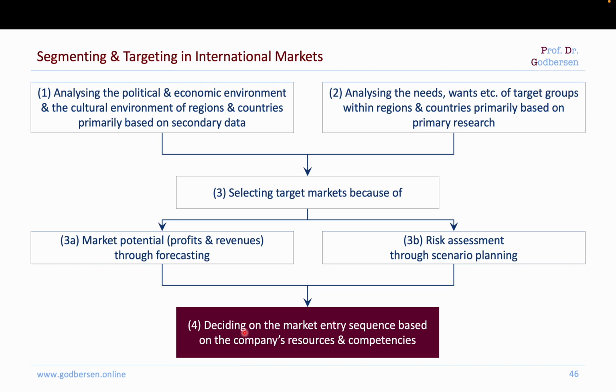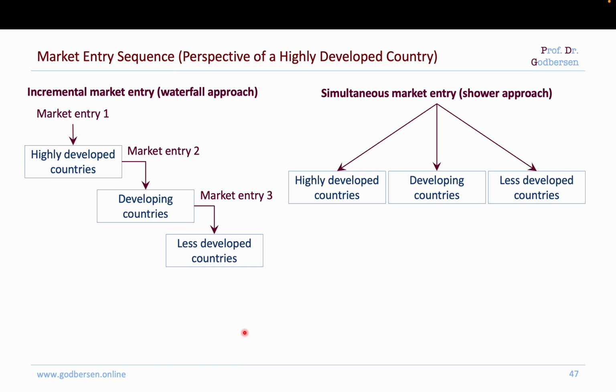Finally, after scenario forecasting and scenario planning, you have your markets and the countries you want to go into. You need to decide: when do we go in? What is our sequence? Well, you have two approaches. Of course, again, it's rather gradual than categorical, but you have two approaches: an incremental market entry approach, which is called the waterfall approach, and a simultaneous market entry approach, the shower approach.